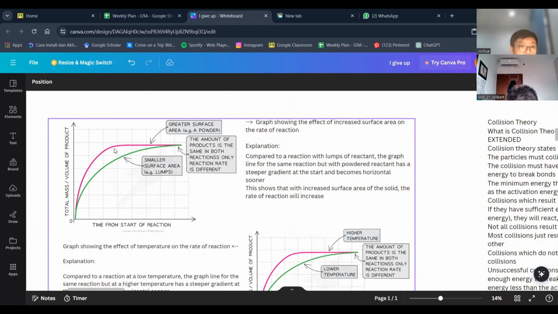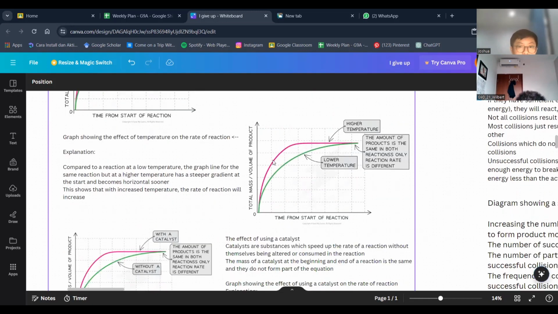And as you can see, the pink line once again shows the powder when it reacts in a chemical reaction, compared to the green one, which is lumps or big groups of them, such as solid form, like big chunks of them. It's slower as there's less surface area to act on.